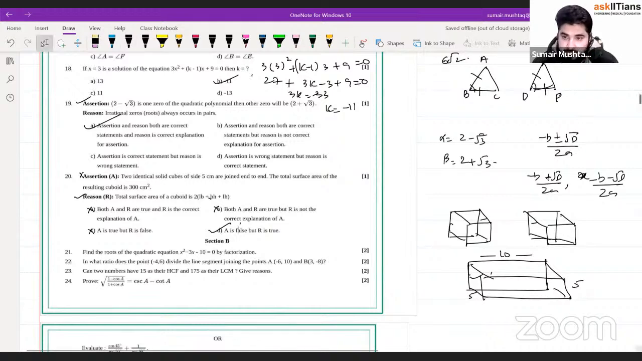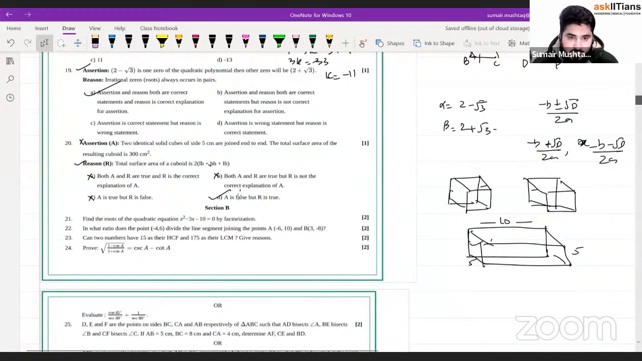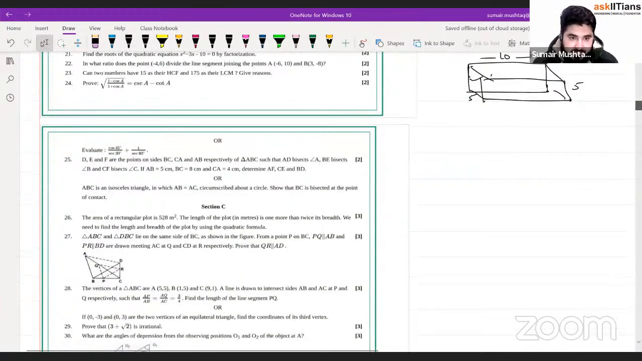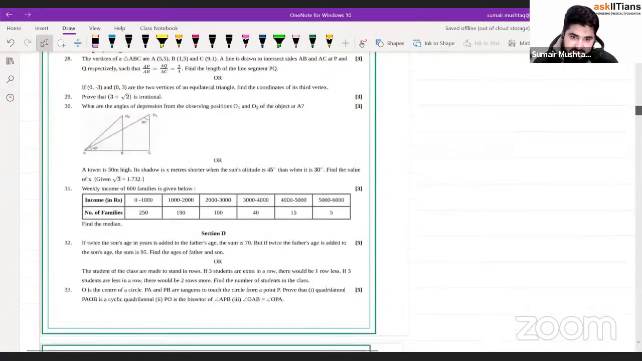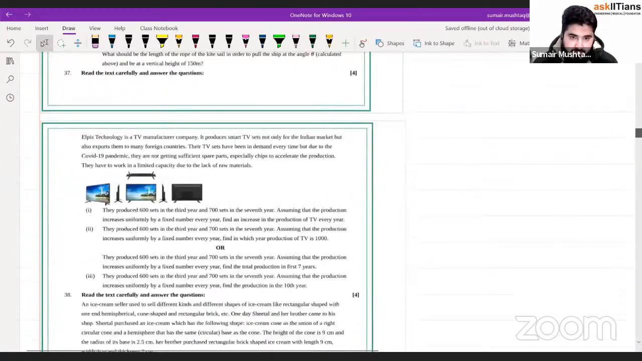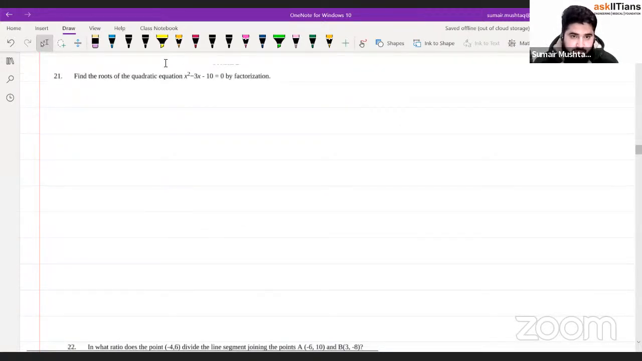Okay. Now, see, this is your whole question paper. As I told you in the beginning, you can do it this way, but we will do it now question by question for these long answers. These are the two short answer type questions which carry 2 marks each. See, you have to do this by quadratic equation. Find the roots of this quadratic equation by factorization.